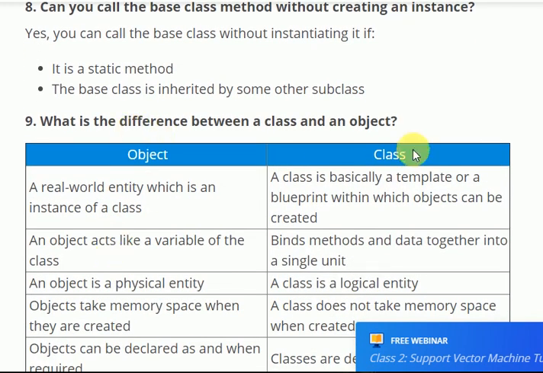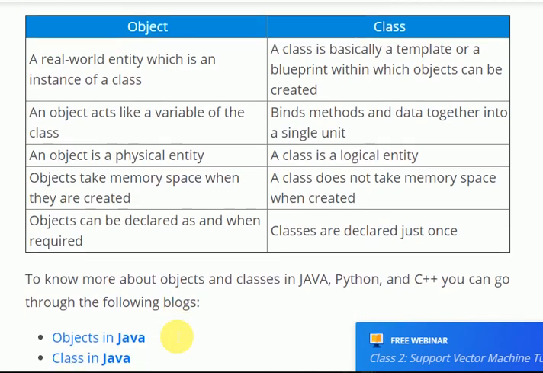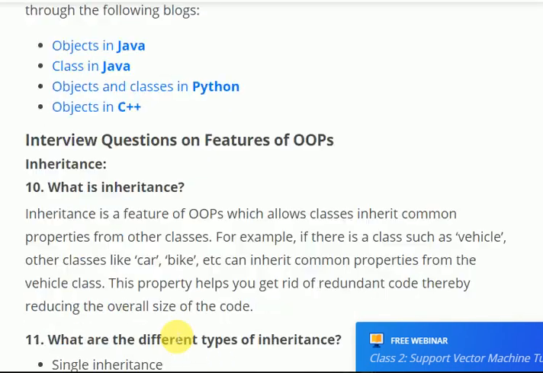Difference between object and class. An object is a physical entity, a class is a logical entity. A class doesn't take any space, an object takes space. Objects are real-world entities, classes are templates or blueprints within which objects can be created.